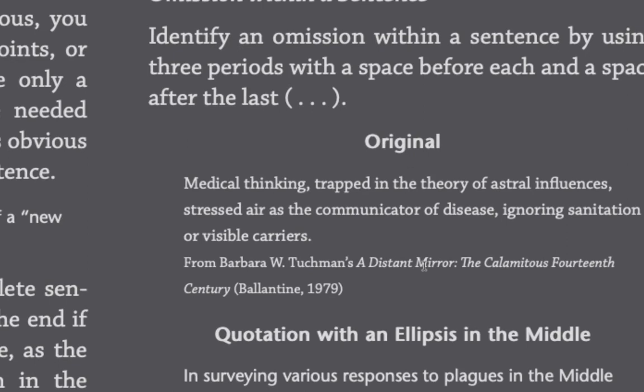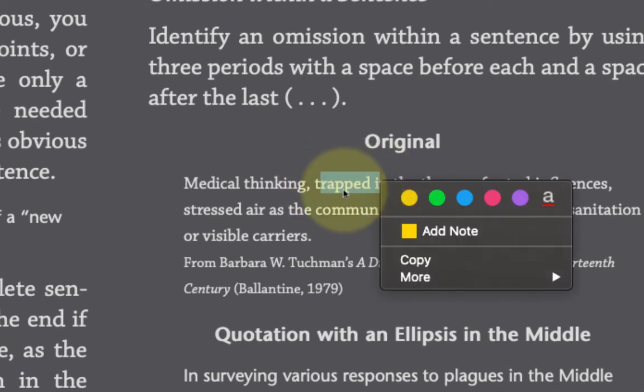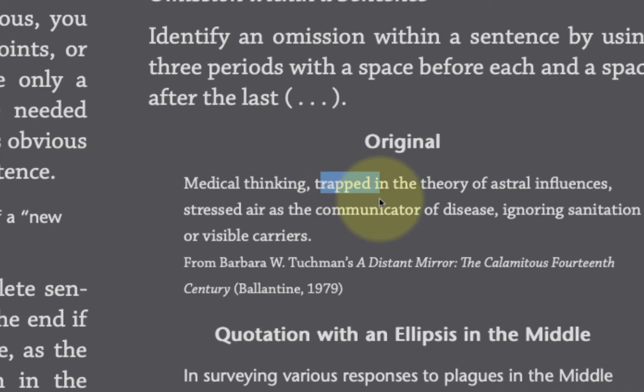Notice in this example about medical thinking, the quotation keeps the original source's sentence structure intact. Here's the original quote: "Medical thinking, trapped in the theory of astral influences, stressed air as the communicator of disease, ignoring sanitation of visible carriers." And that comes from Barbara W. Tuchman's A Distant Mirror: The Calamitous 14th Century. But the writer decides to directly quote this passage, but decides this phrase, which is a dependent clause, "trapped in the theory of astral influences," isn't necessary to their quote.